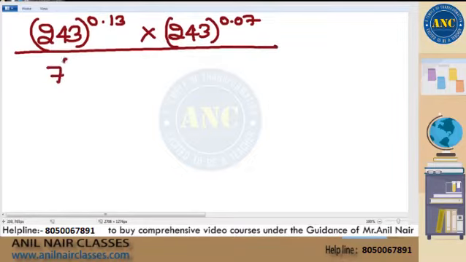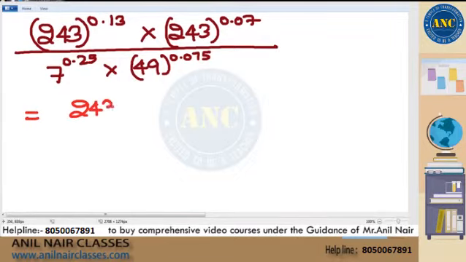7 power 0.25 into 49 to the power of 0.075, right? It makes no difference again in this question. Can I say that numerator bases are same? I will keep only one base. I will keep the base as 243 because they are multiplied in the numerator.